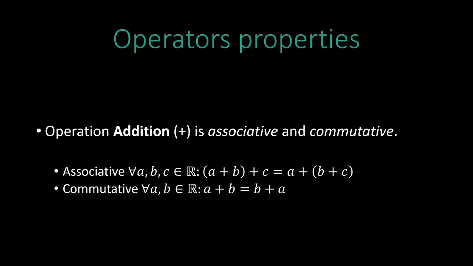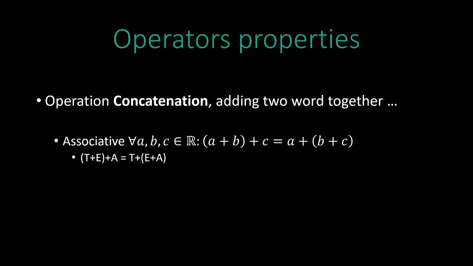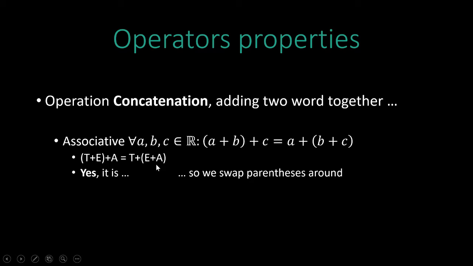We know that multiplication is associative and is also commutative. And we have also talked about the example of concatenation. So for association, this is exactly like this rule written out as the example. So T plus E plus, in this case, would mean concatenation of two strings. So T plus E plus A is the same as T plus E plus A. So this is true for this one.